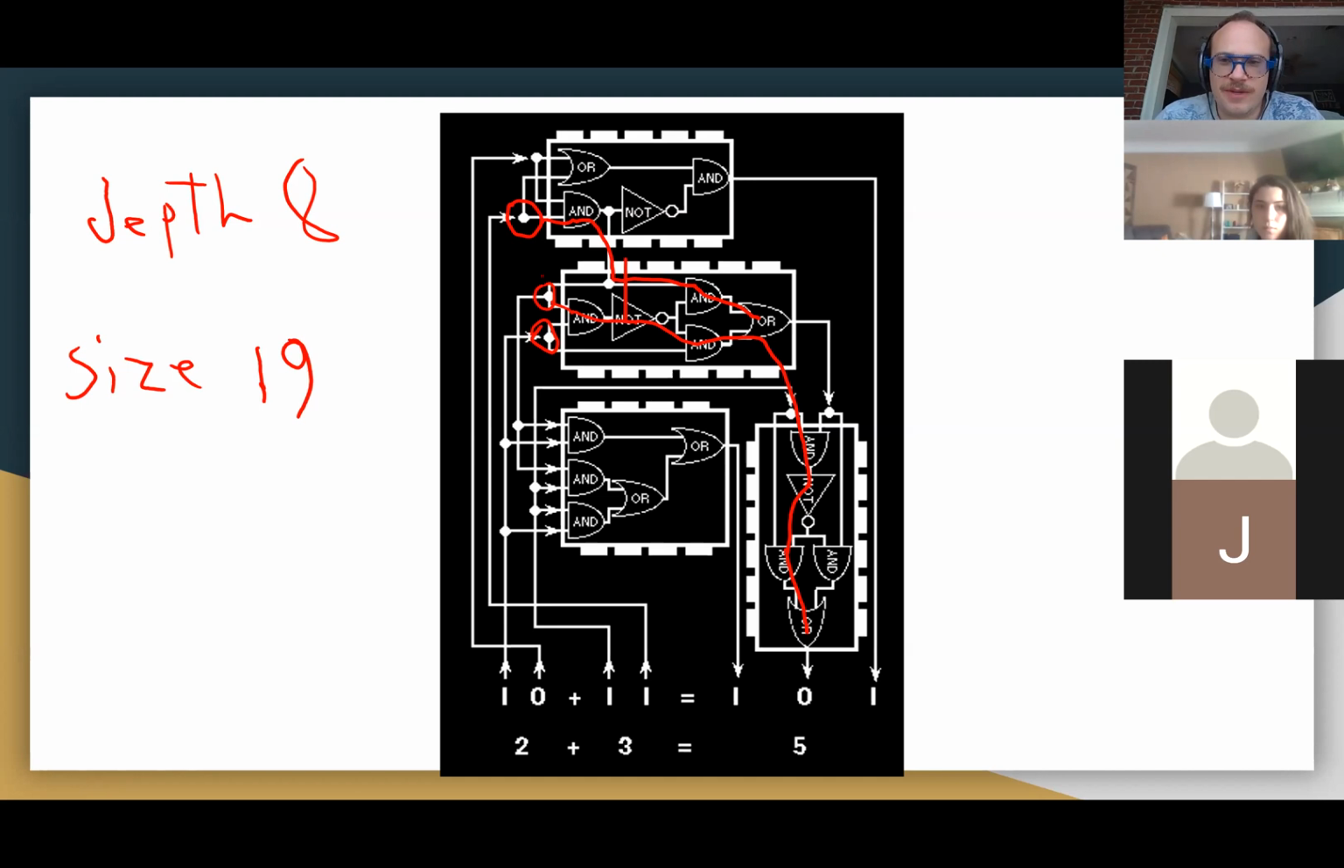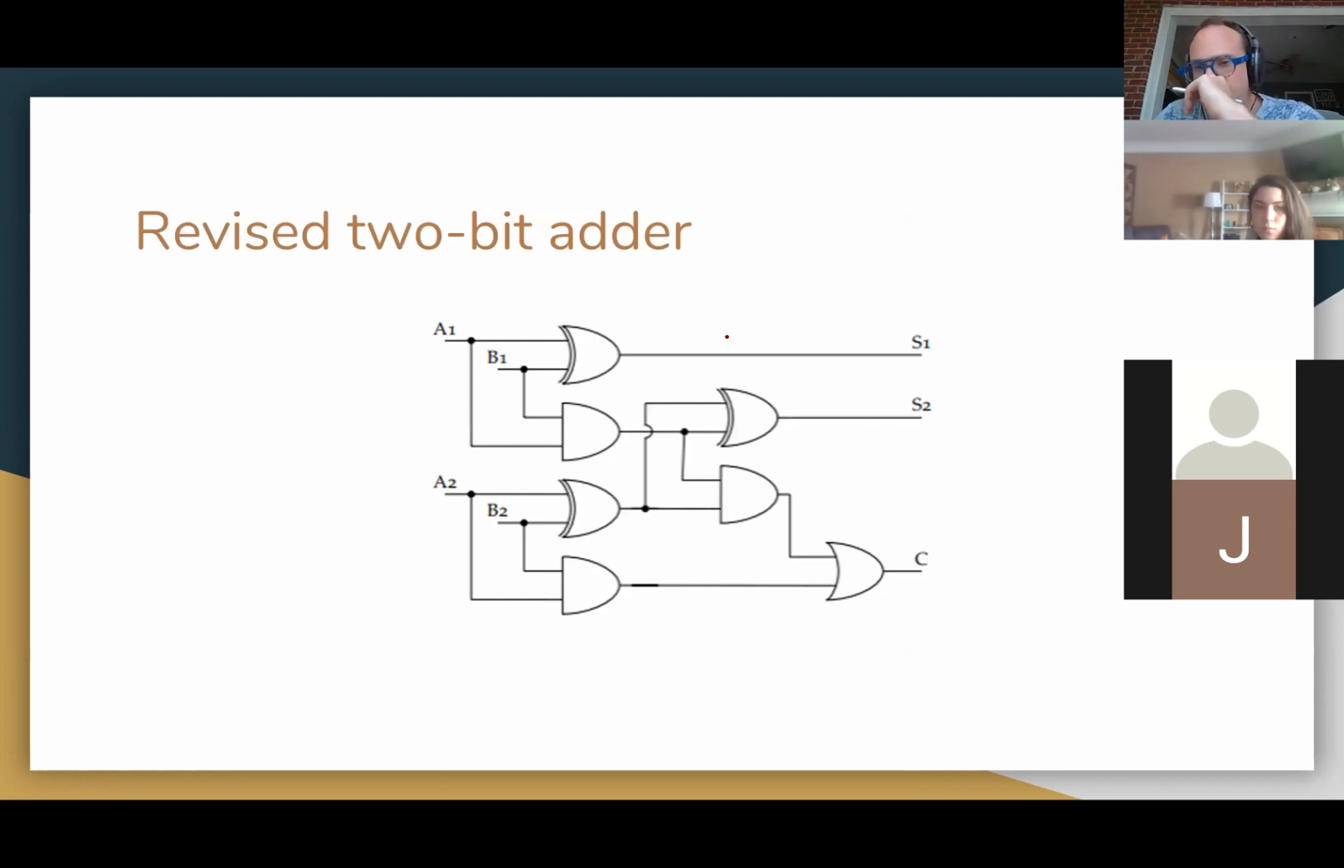So it's a significantly inefficient circuit, because we found a way to replace each of these adder chips with something more efficient. So here's the revised 2-bit adder, and now let's calculate the total efficiency. So for the size, it's 1, 2, 3, 4, 5, 6, 7. So more than twice as efficient as far as size is concerned.